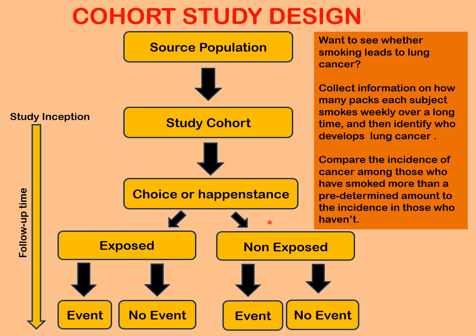So we follow up both the groups, that is, exposed and non-exposed, over years to see what happens. As for the outcome in each group, some people might develop lung cancer, which is an event, and some might not develop lung cancer, that is, no event. So we compare both the groups and check how many smokers have got lung cancer versus how many non-smokers have got lung cancer.